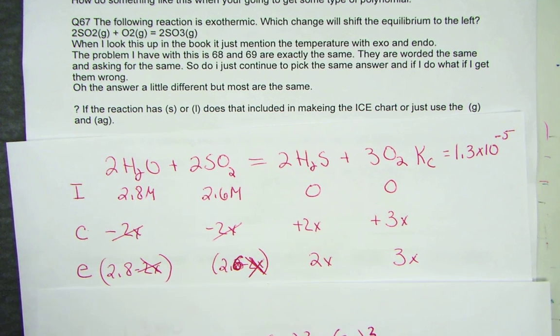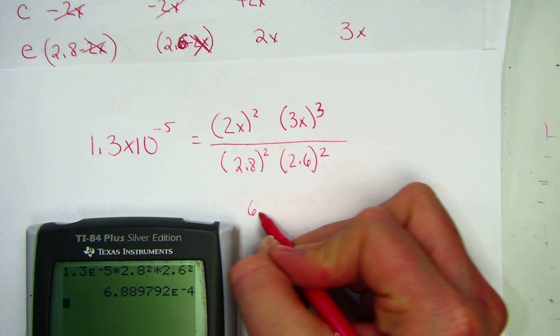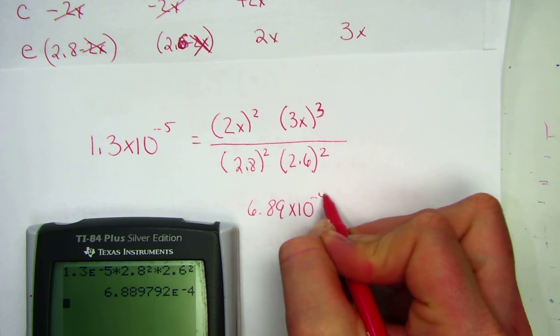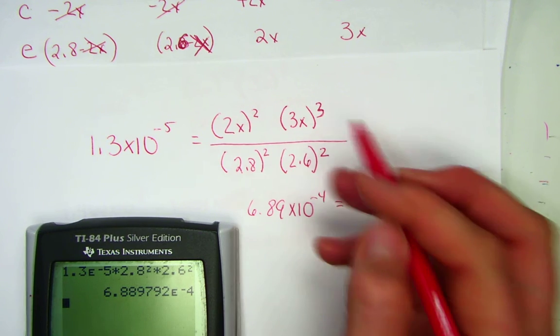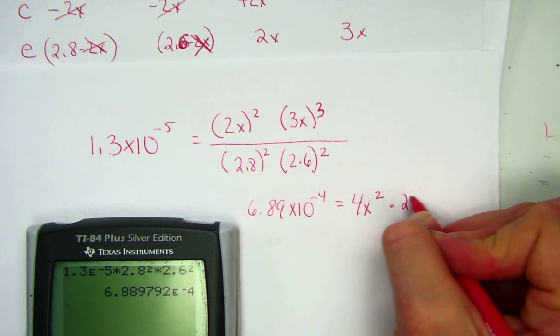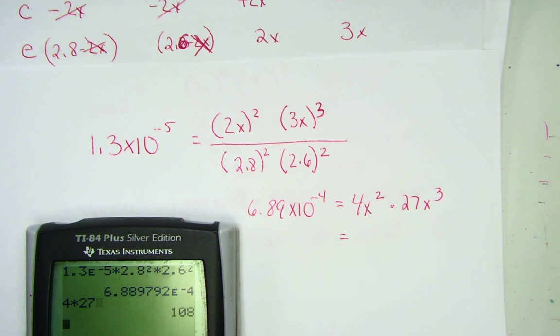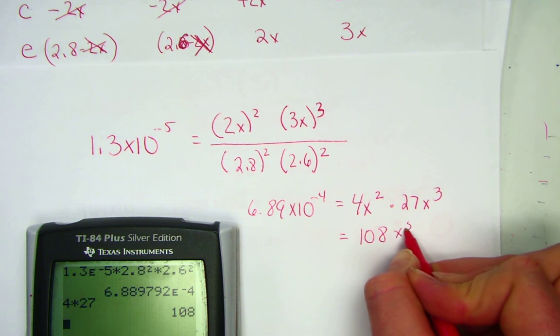So we're going to just distribute, see what we get here. 1.3 e negative 5 times 2.8 squared times 2.6 squared, and I'll share my calculator screen. I found a value of 6.89 times 10 to the negative fourth, set equal to, let's see, 2x squared would be 4x squared. 3 cubed is 27x cubed. 4 times 27 is 108x to the fifth.